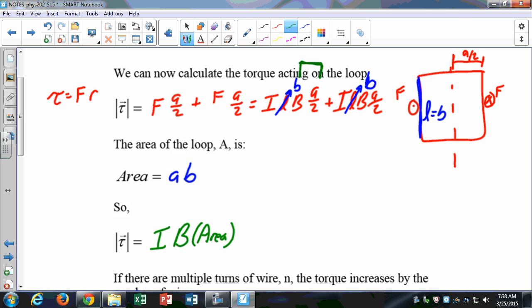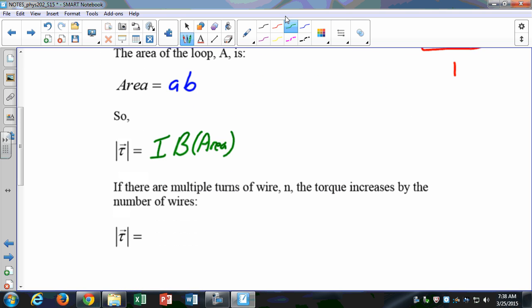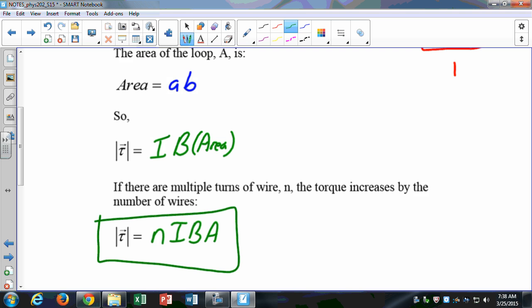If you have more turns of wire, as is usually the case, usually it's not just one turn of wire, but you have multiple turns, it just adds up. So our torque is just the number of turns N times the current times the magnetic field times the area. This is on your equation sheet.